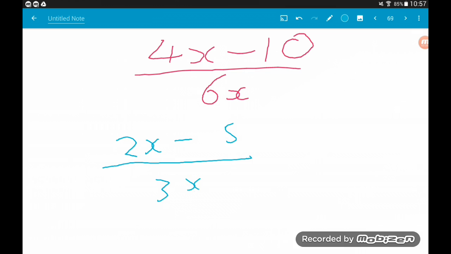Now, a very common mistake in maths is that people will look at this and say, well, I've got an x on top and an x on the bottom, surely they cancel out. That is not right. The x is not common to every single term, so we cannot simplify this any further. This is our final answer.